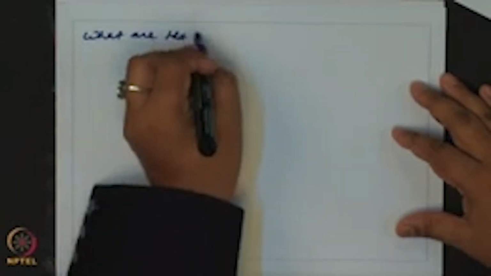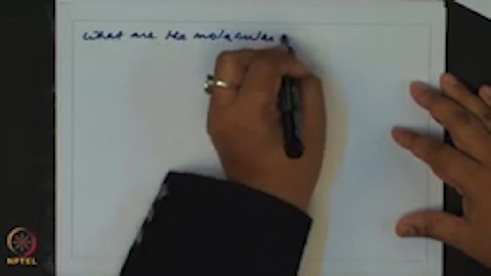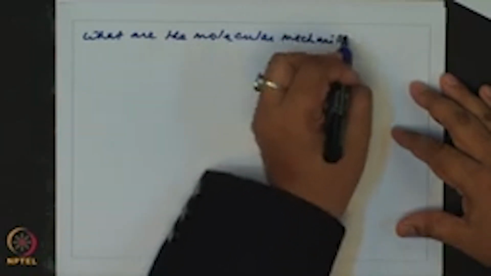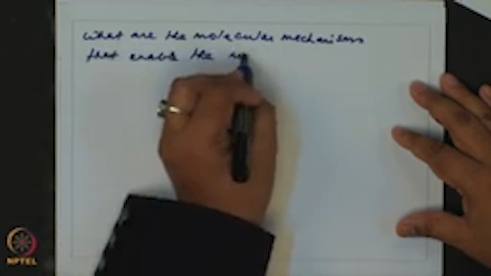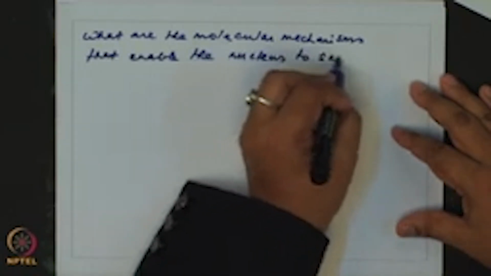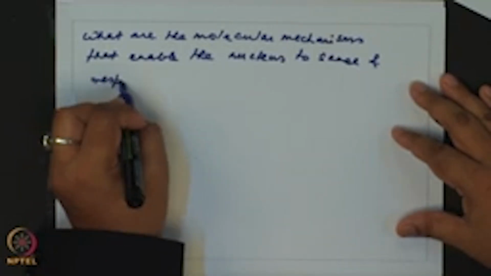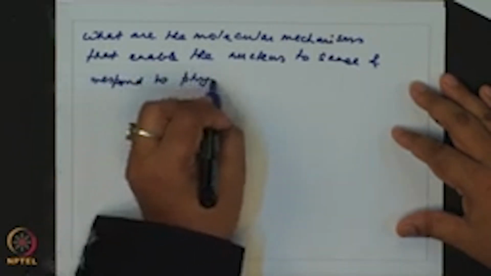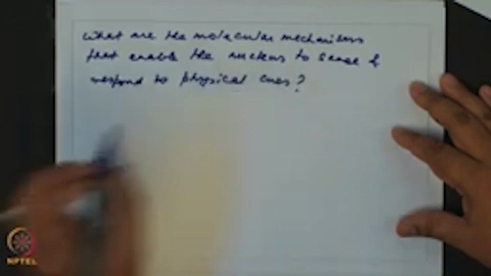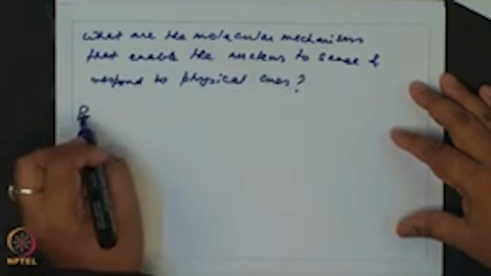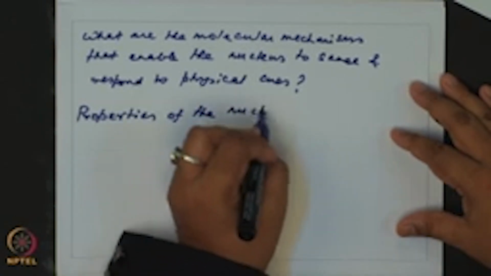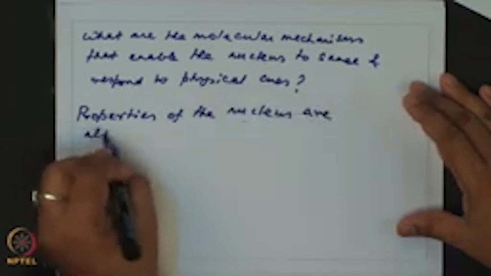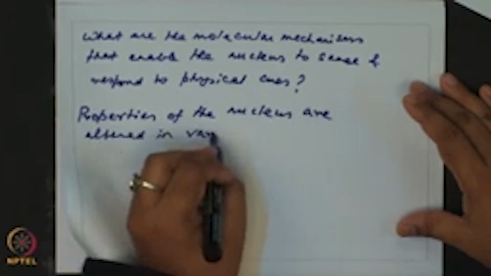So, what are the molecular mechanisms that enable the nucleus to sense and respond to physical cues, and how are properties of the nucleus altered in various disease contexts?